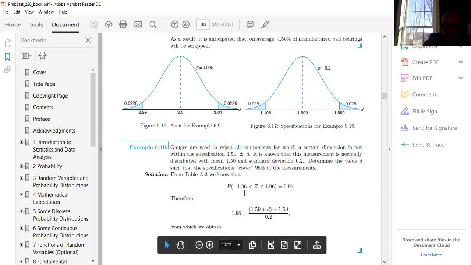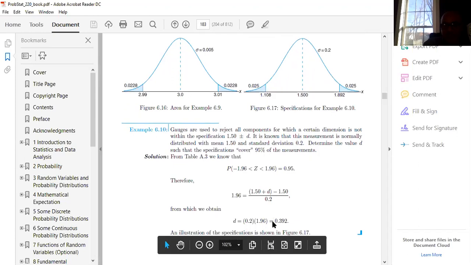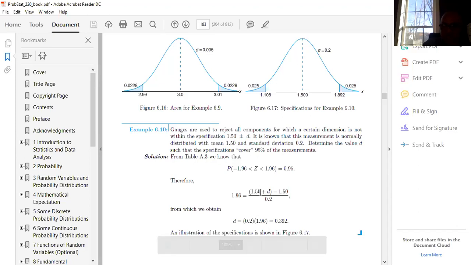So once you have 1.64, just plug that value over here, and your X value is 1.50 plus D minus 1.50. And that means I can write my D is equal to this one. Here I have taken D equal to plus, but if you take negative, you're going to get a negative number, and that is not valid. That's the reason I just used the plus value. And you can see my figure is also given over here.